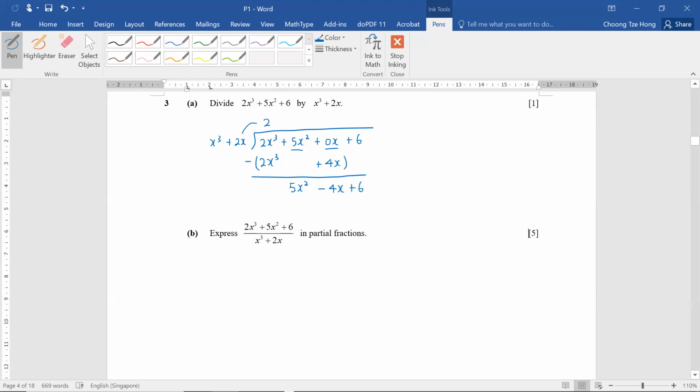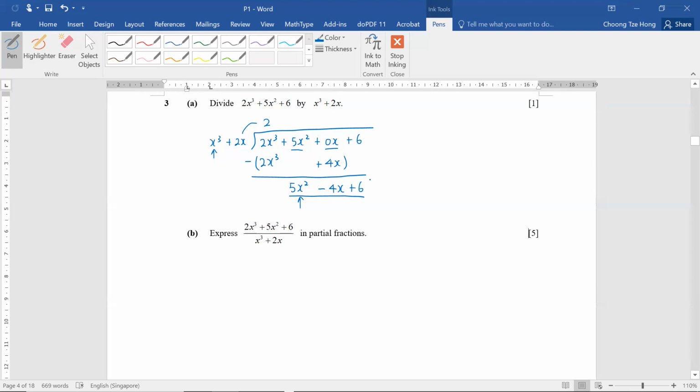The next thing to do is to check if we can continue the long division. Over here, you see that it's just degree 2 only, while the divisor has degree 3. Once the degree of the remaining term is smaller than the degree of the divisor, we cannot continue the long division anymore. So this will just be the final answer. The long division will stop at this point.